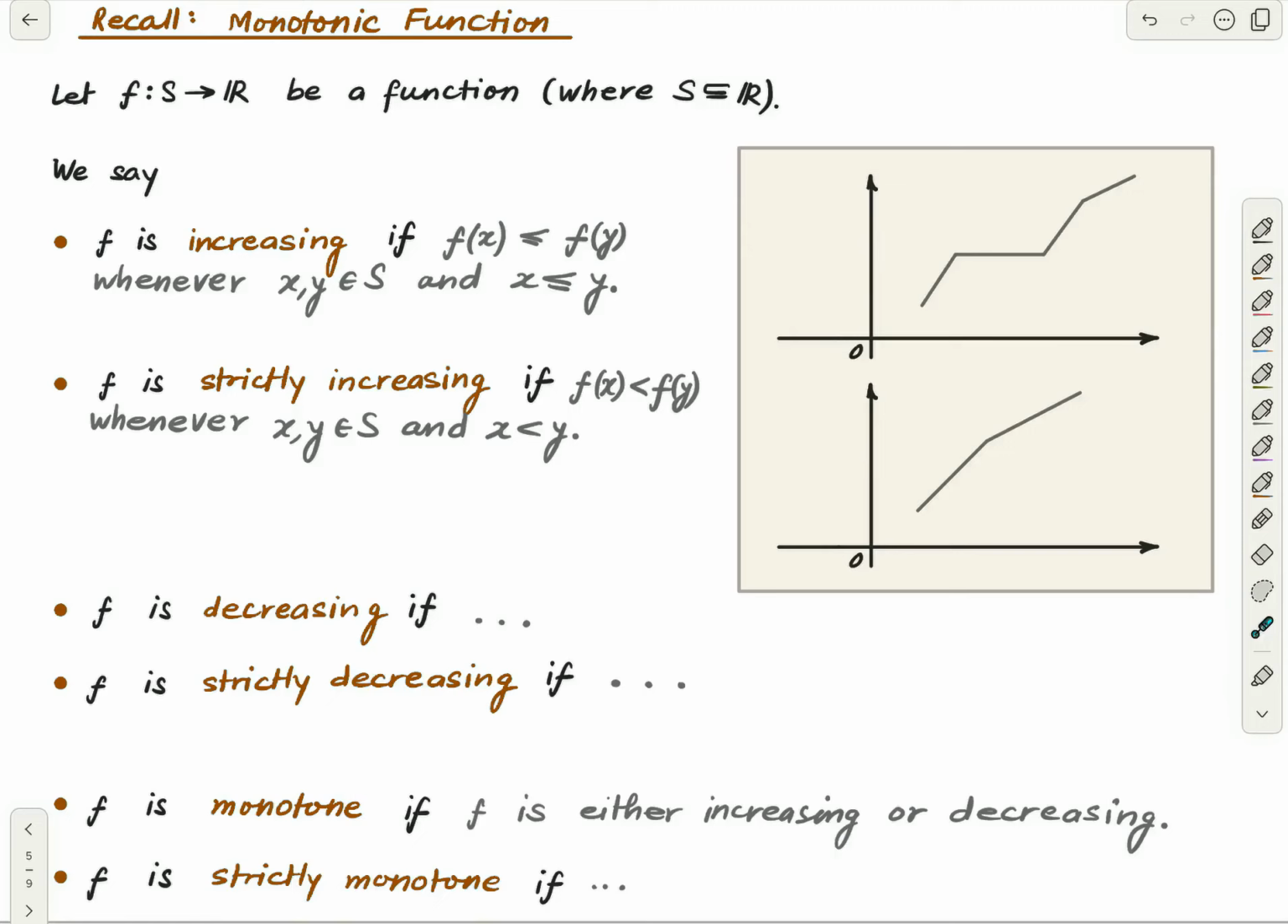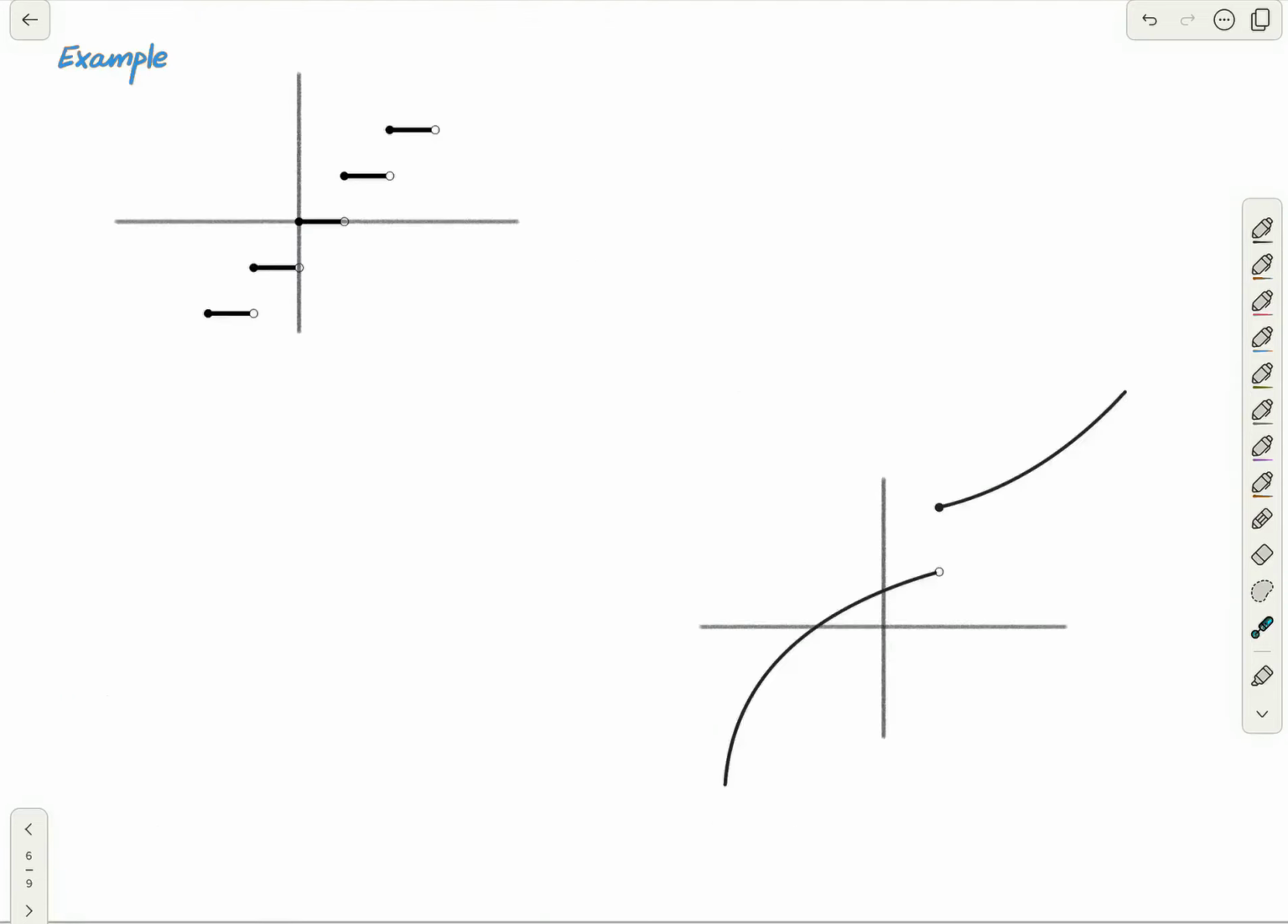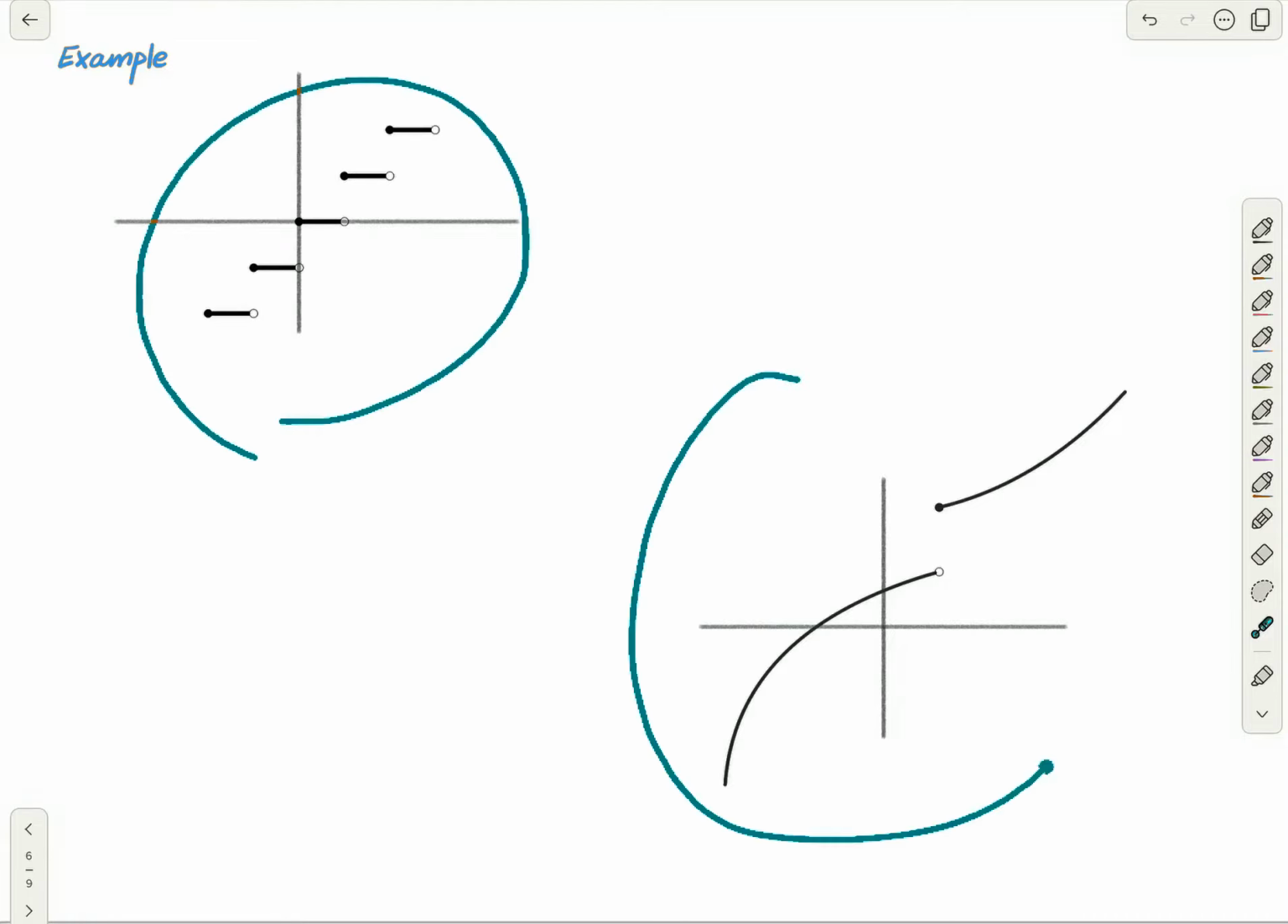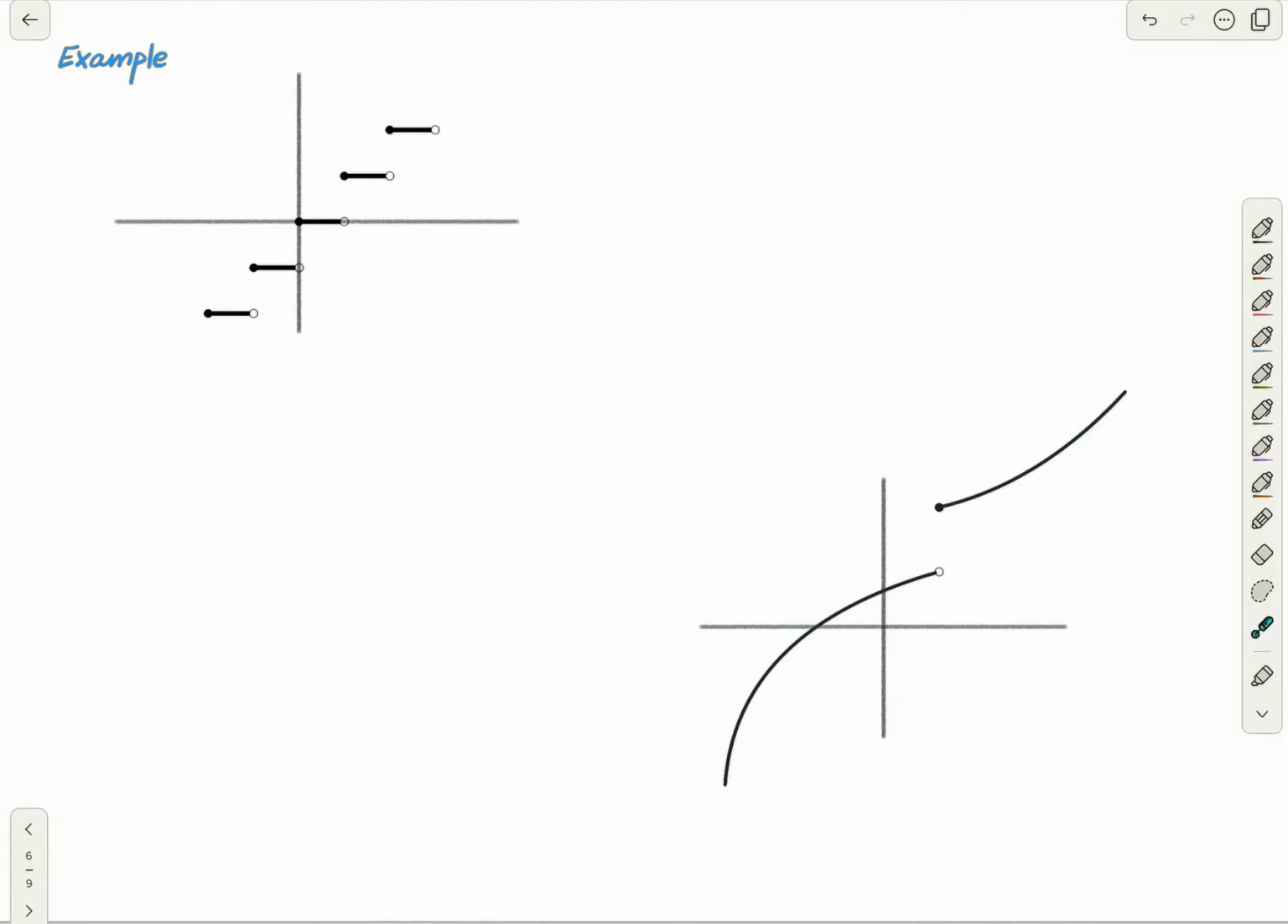Okay, so with this recollection, let us move to the main point of this lecture. Or yeah, before we go there, let me just mention these two examples. So these are examples of increasing functions. This looks like a strictly increasing function, while this is just an increasing function. Okay.